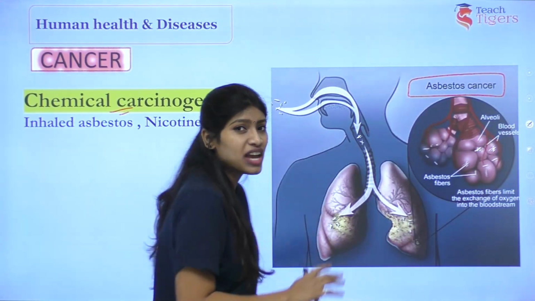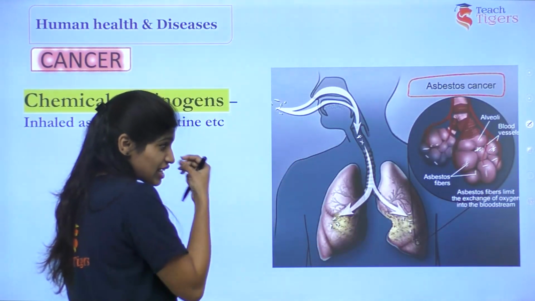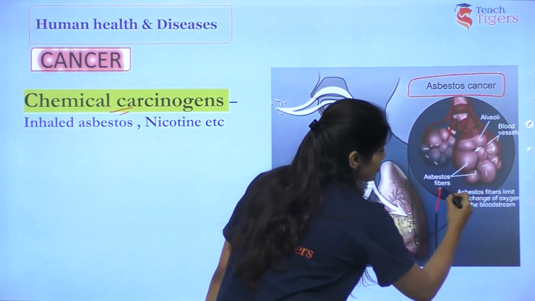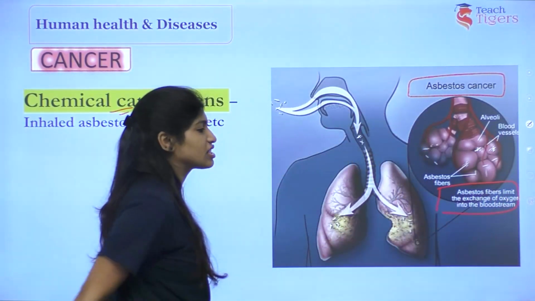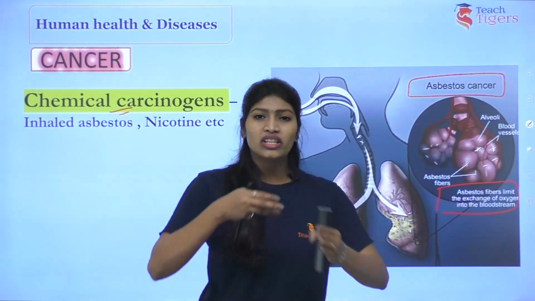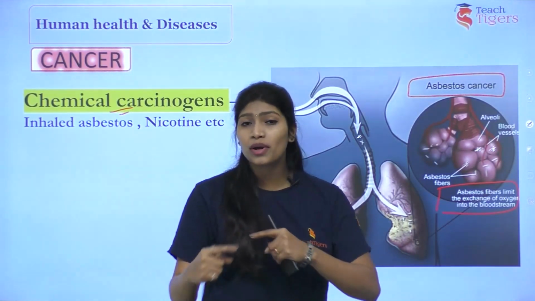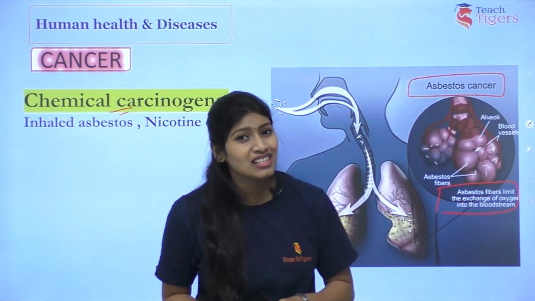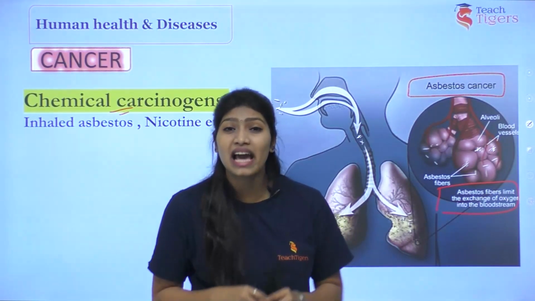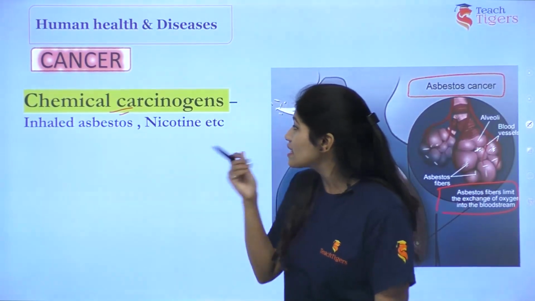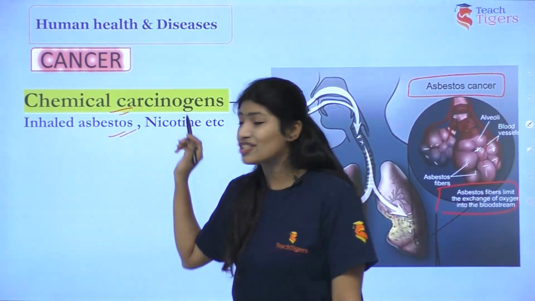When there is no exchange of gases, definitely there will be suffocation, and these asbestos fibers limit the exchange of oxygen into the bloodstream. So they will not allow the oxygen to enter the bloodstream, where there will be no proper movement of gases. So this leads to suffocation of the lungs and even damage to the lungs. So this is about asbestos, inhalation of asbestos.